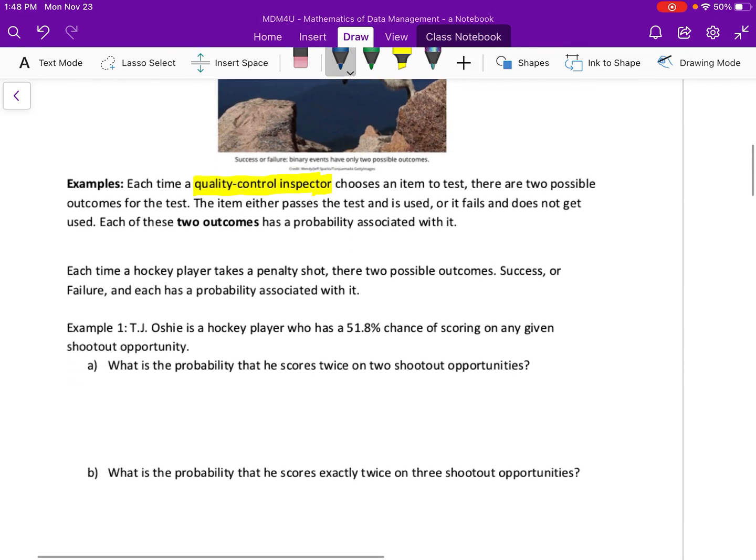So I'm going to use the example of a hockey player taking a penalty shot. A penalty shot is just one player who goes in on the goalie. There are two possible outcomes: either success, he scores, or failure, he or she doesn't score. There's one hockey player who was famous quite a few years ago, TJ Oshie, and he has one of the highest percentages of scoring on penalty shots. He's just over 50% on any penalty shot opportunity. So we can think of this as the probability of success, or of scoring.